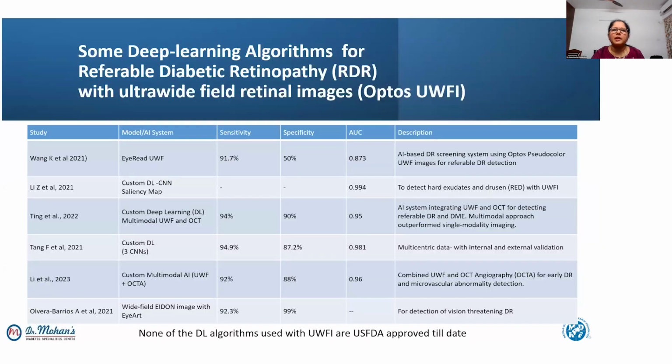So let us look at some of the deep learning algorithms for referable DR with ultra wide field retinal images. Most of the work which has been done with deep learning algorithms, that is AI based detection, with ultra wide field images has been done mostly with Optos camera images. It was iRead, which is again from INAC. They again used Optos images to detect referable DR, and there was one which just detected hard exudates and drusen with the ultra wide field images. That was a study done.